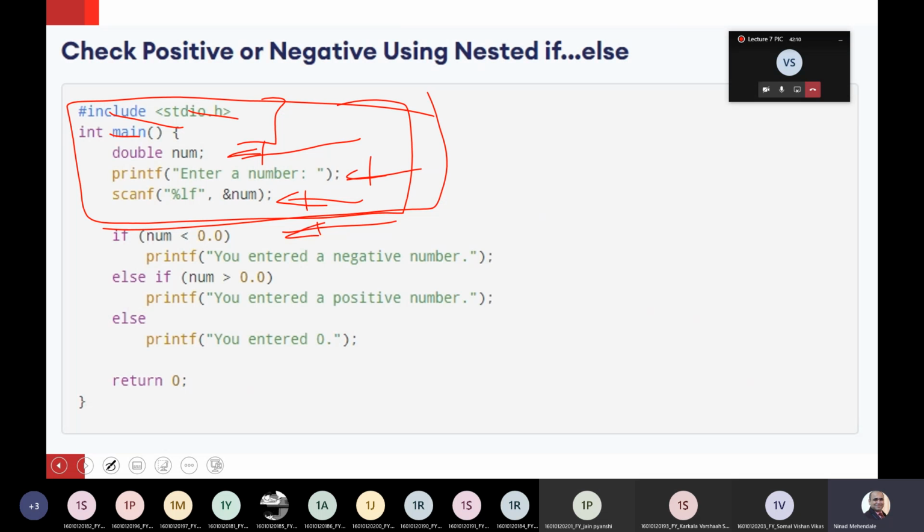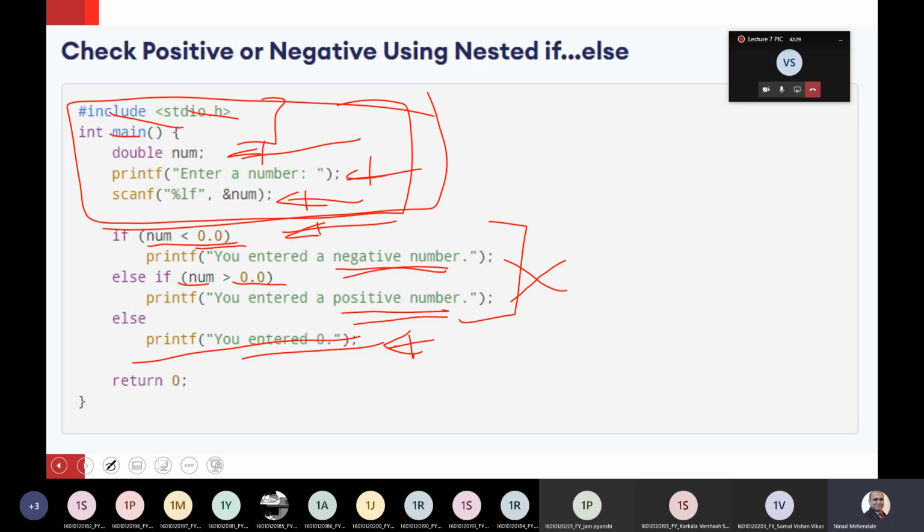If num is greater than 0.0, you have entered a positive number. If num is less than 0.0, you have entered a negative number. And if both conditions fail, then it has to be a 0. So this is like an assumed statement, and that's why you can use else directly.